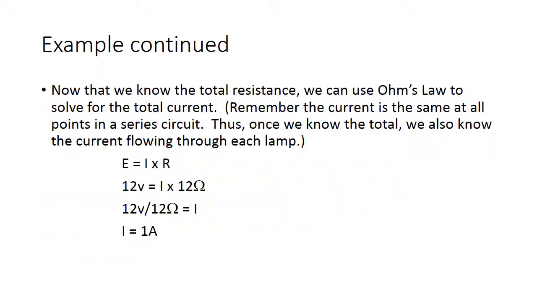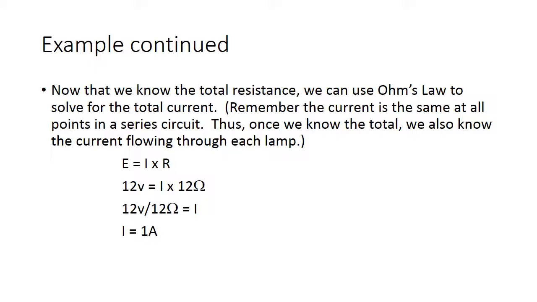So now we know our total resistance is 12 ohms. And now that we know the total resistance, we can use our Ohm's law formula, which we introduced in the last video, to solve for the total current. And remember, once we find the total current value, we'll also know the amount of current that's flowing through each lamp, since the current is the same at all points in a series circuit. So once we know the total, we also know the current that's flowing through each lamp.